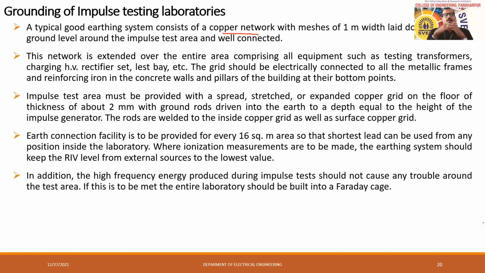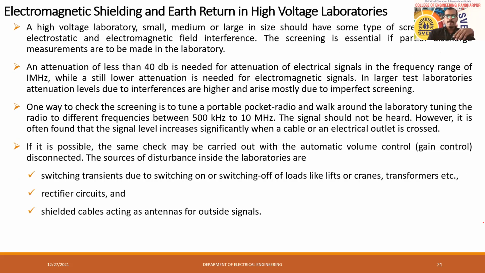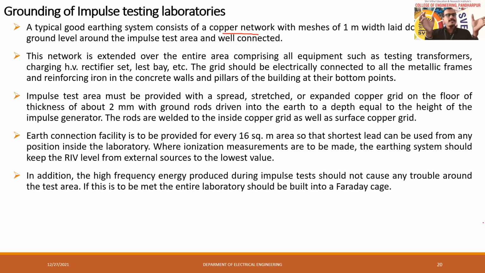Whatever earth connection we provide should be for every 16 square meter area. That means for every 16 square meters, a shortest lead has to be used, and it should be connected to the laboratory. Now you will ask me, sir, in our machine laboratory, which kind of grounding system is there? I will say there is a bus grounding. Means what?